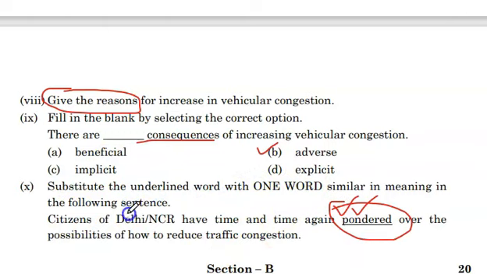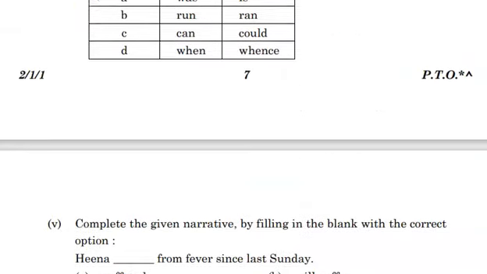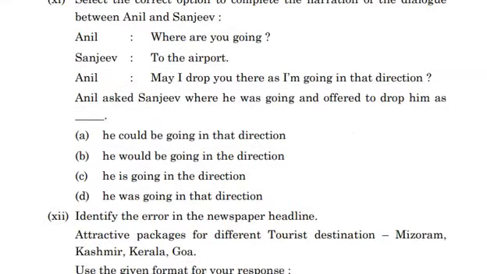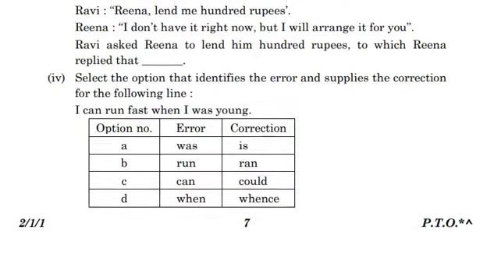Now let us begin the discussion of section B, grammar and creative writing skills. Attempt any 10 of the following questions. So there are 12 questions given for grammar, out of which you have to attempt any 10. So let us begin discussion of question number 1.